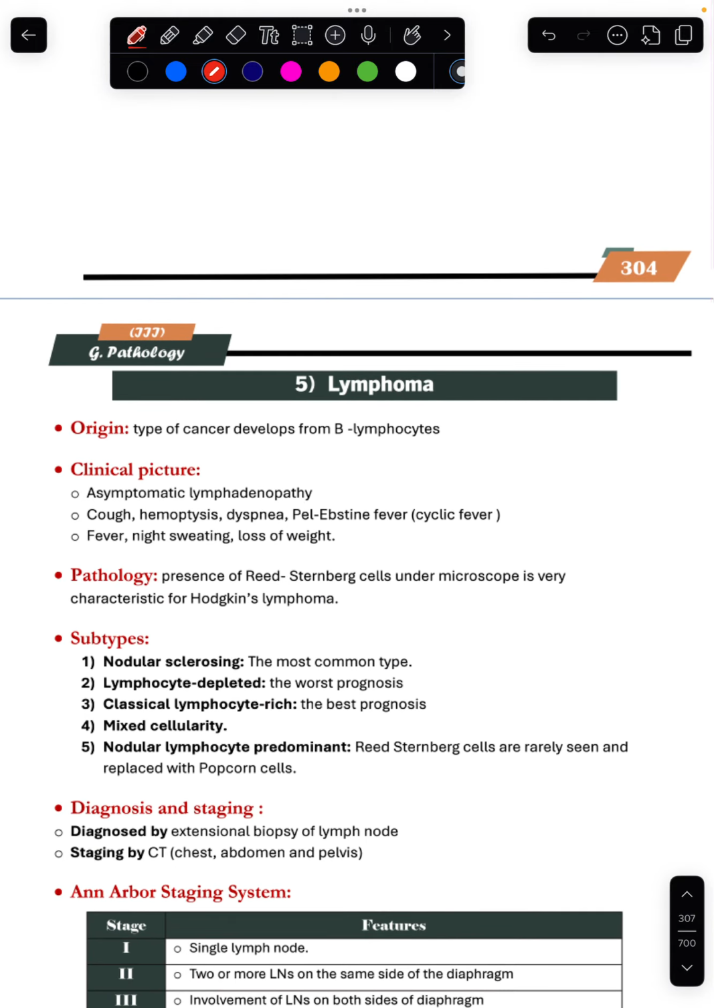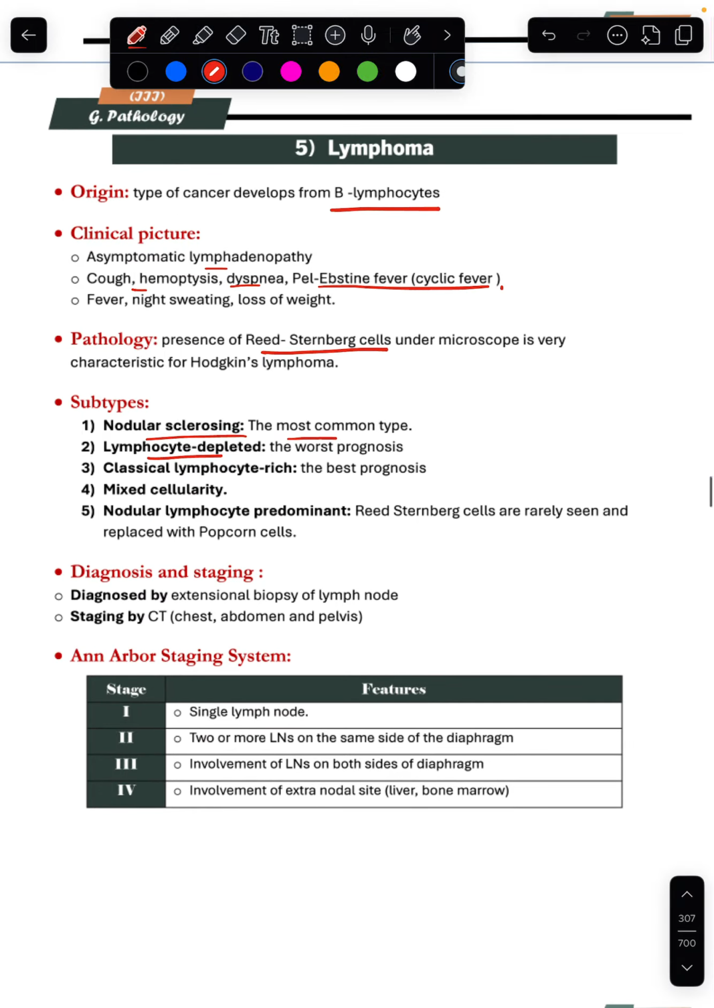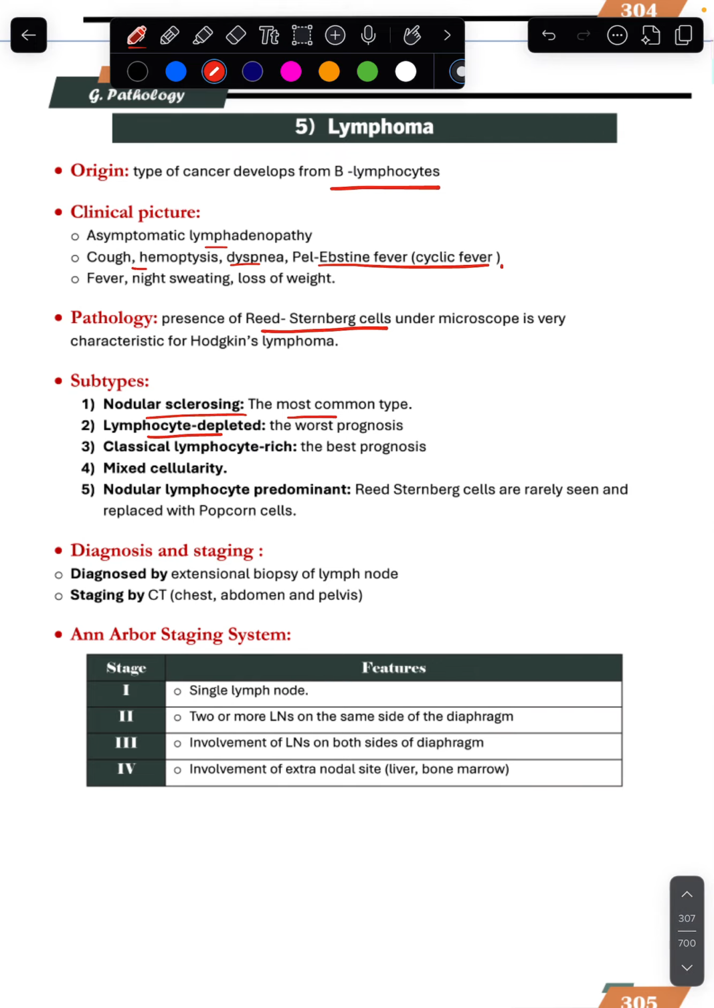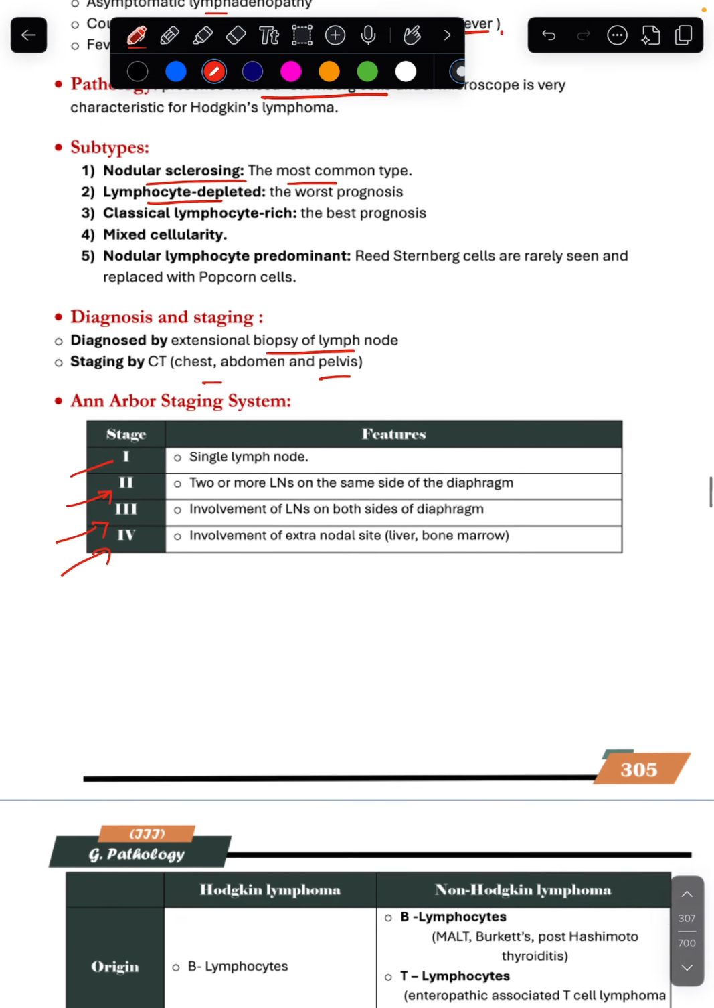Lymphoma is a type of cancer from B lymphocytes. A symptoms: lymphadenopathy, cough, hematosis, B symptoms, fever. Pathology: presence of Reed-Sternberg cells. Nodular sclerosing is most common, lymphocyte depleted has the worst prognosis. Classical, mixed cell, nodular lymphocyte predominant. Diagnosis and staging: diagnosed by excisional biopsy of the lymph node, chest and abdomen. Staging: single lymph node, two or more lymph nodes, involvement on both sides of the diaphragm, involvement of extranodal sites.